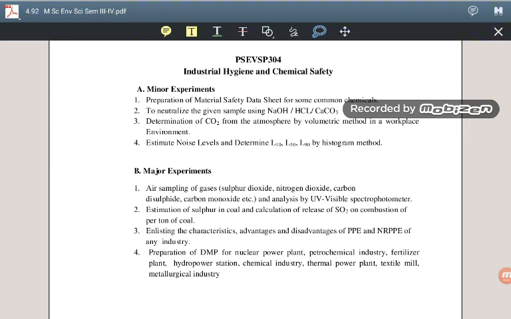Good morning students. Today we are going to discuss the practical for paper 4, that is industrial hygiene and chemical safety. Today we are going to complete at least the minor experiments of paper 4. The minor experiment normally consists of the first experiment, that is preparation of the material safety data sheets for common chemicals.